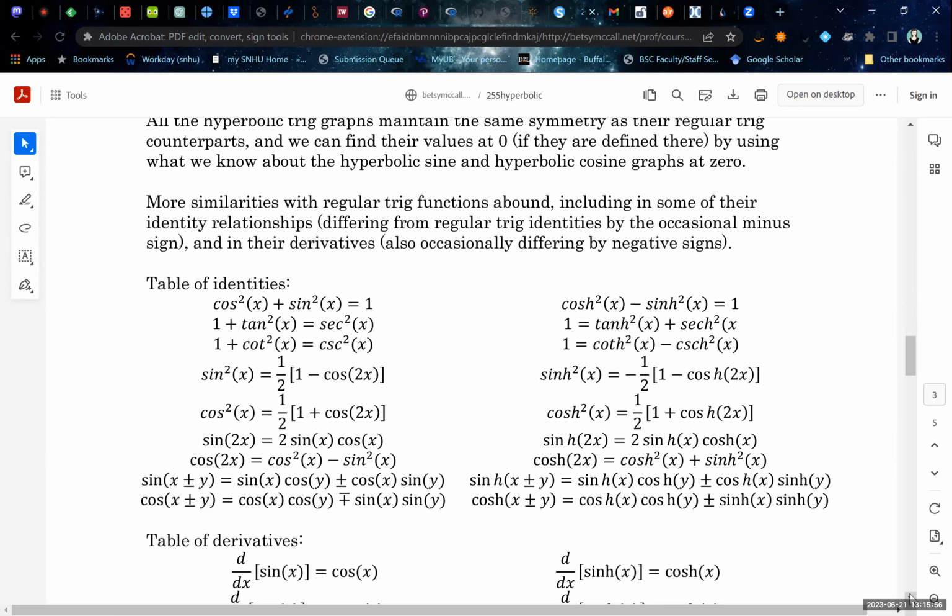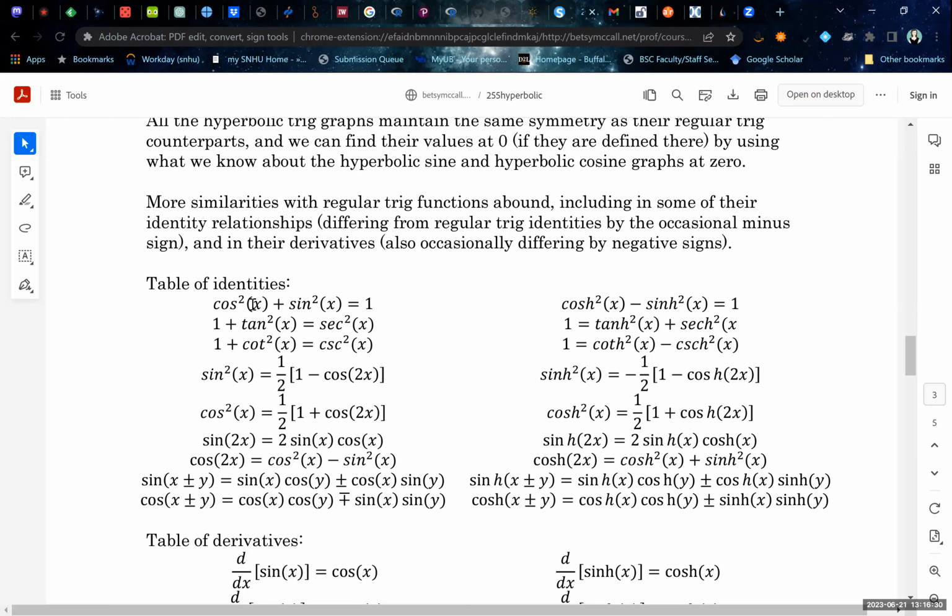Now, the identities that you use for all of these are also very similar, but the difference is that they're fundamentally, in the hyperbolic world, based on hyperbolas and not on circles. So if we think about the circle being x squared plus y squared equals 1 for the unit circle, then x and y are both examples of basically the trig functions on the unit circle. X is cosine, y is sine.